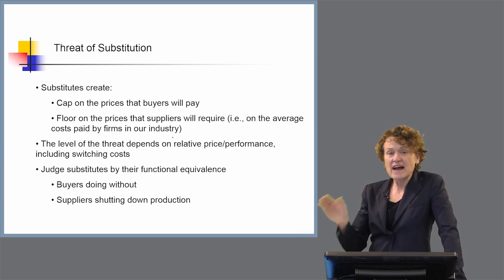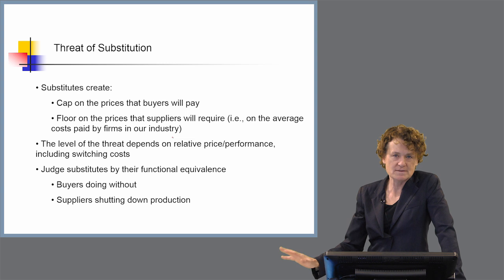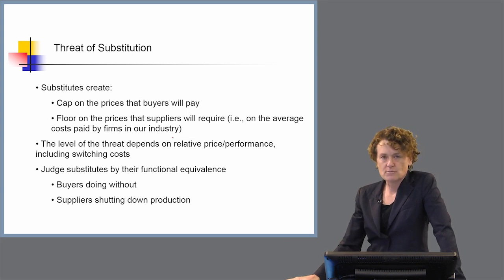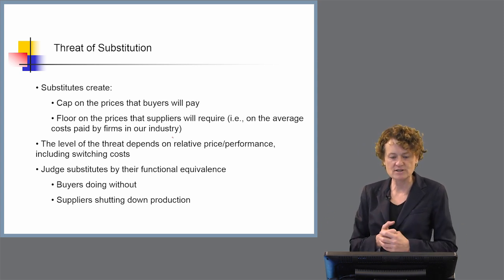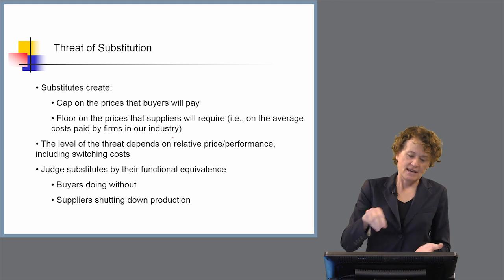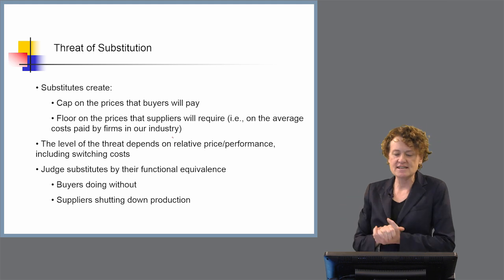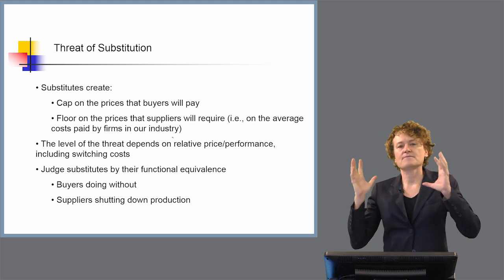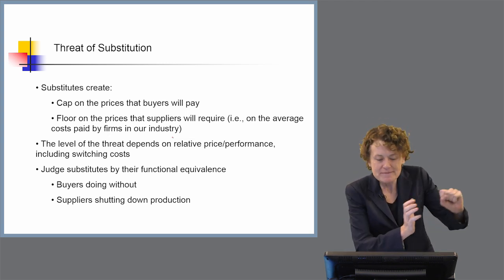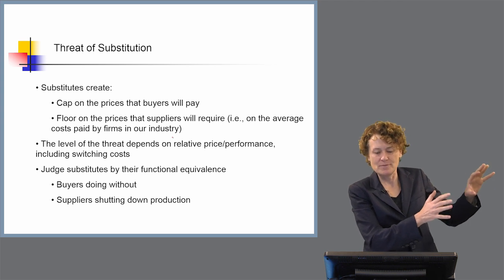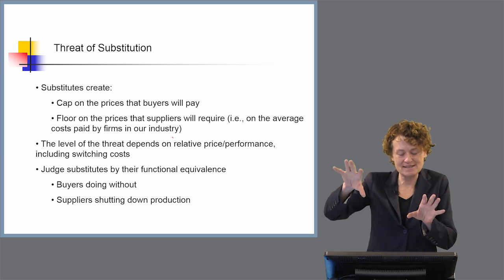Now, another facet of the threat of substitution that's not as strongly emphasized in Porter's work, although it's implicit, is developed more extensively in the decades since Mike originally developed the framework. The idea is that substitutes can create, in a symmetric sense, a floor on the prices that suppliers require. In other words, think of the beer business buying aluminum cans. The aluminum can manufacturers for years may try to raise the price of aluminum cans on the beer companies.